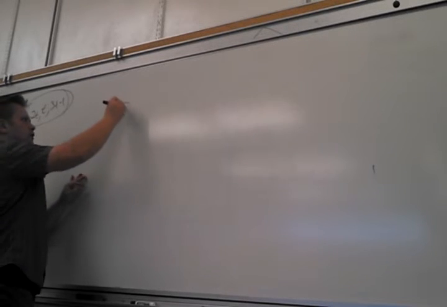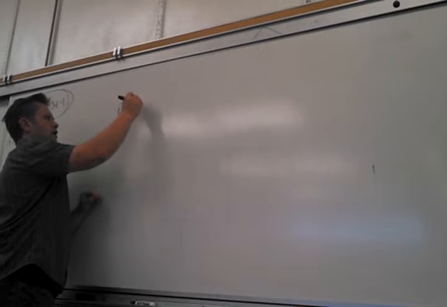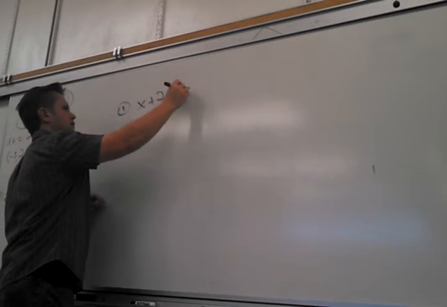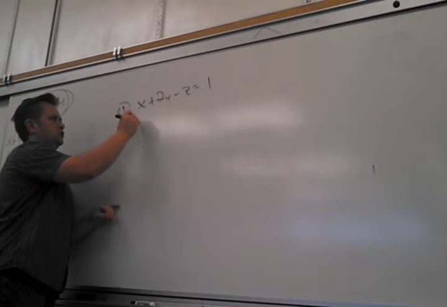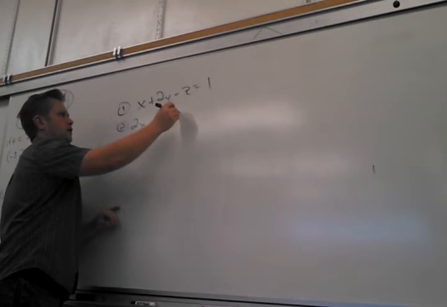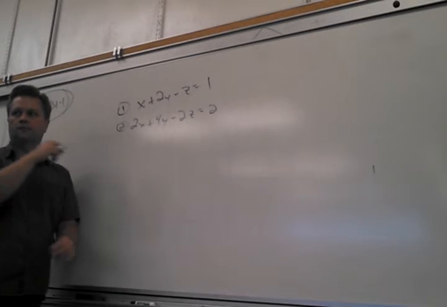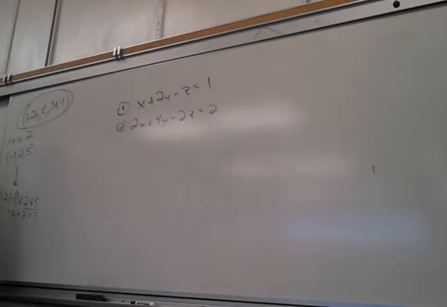Alright. So here's a really easy way to do it. X plus 2y minus z equals 1. 2x plus 4y minus 2z equals 2. Where did that come from? Where did I get that second equation from? I just did what to the first one? Double. Right? You with me so far?